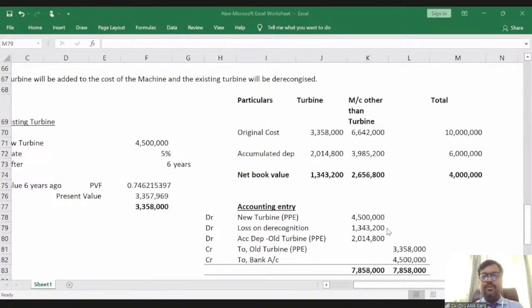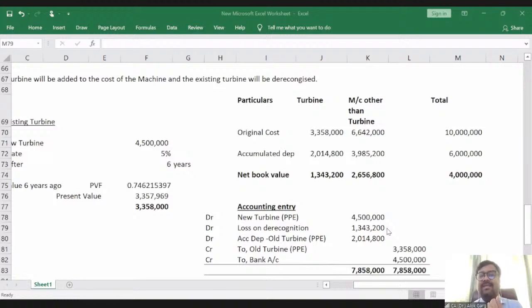Yes, Tarush. We have used the current price of 45 lakh to arrive at the value 6 years ago, right? What was the value 6 years ago? Then I split the original cost of 1 crore between the turbine and the machine other than the turbine. It has been 6 years and the original life was 10 years, so we calculated depreciation as per the 10 years useful life, and calculated the depreciation till the end of 6 years. This has given me the net block of the turbine.